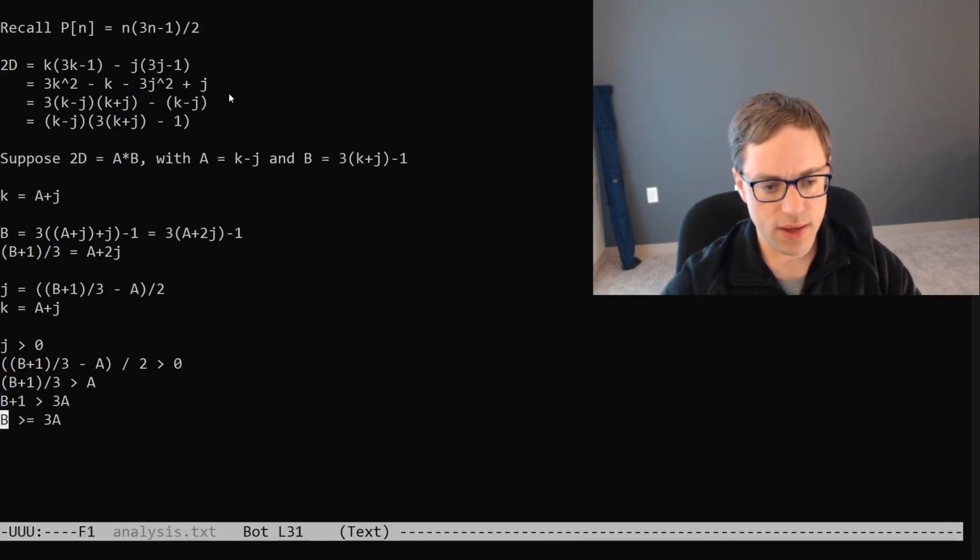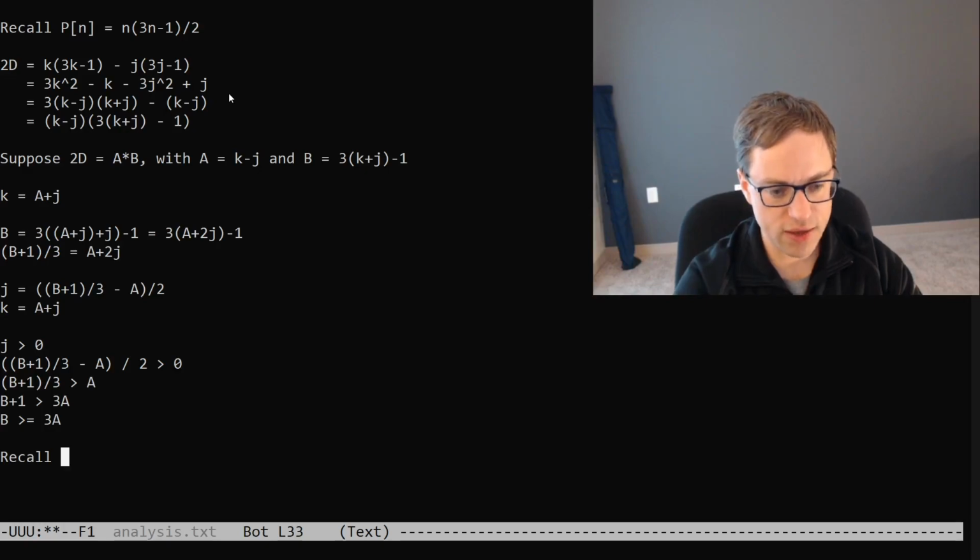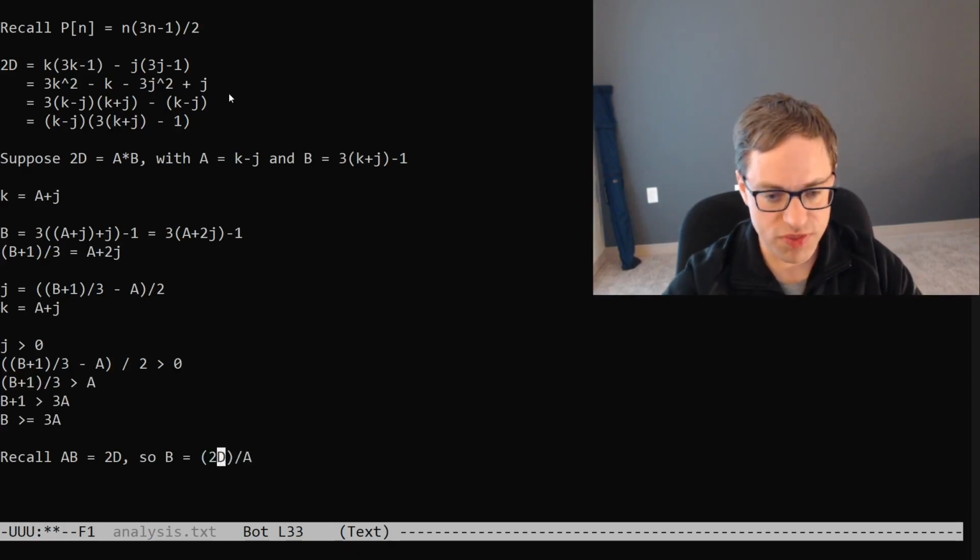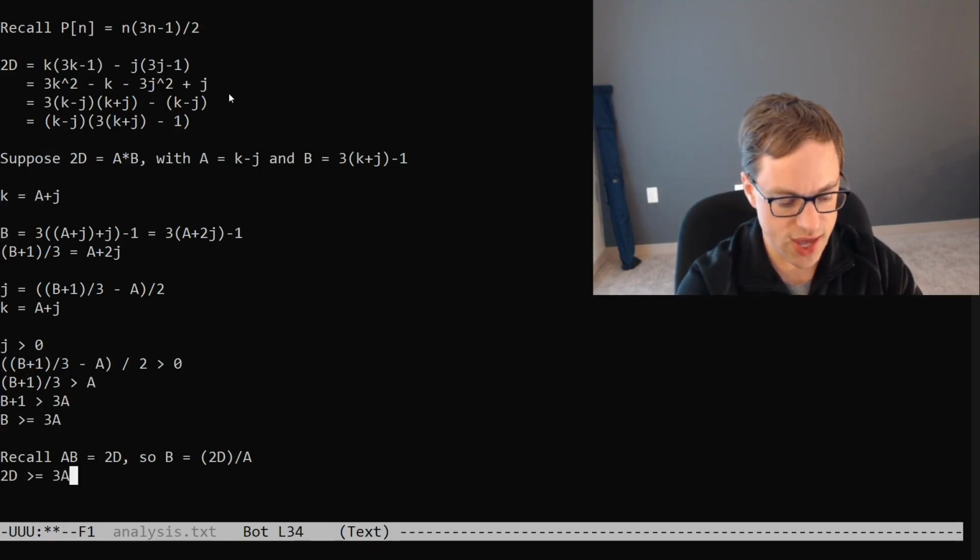And now recall that a times b is equal to 2d. So b is equal to 2d over a. And now we can substitute that into our inequality up here. And we come up with 2d is greater than or equal to 3a squared.